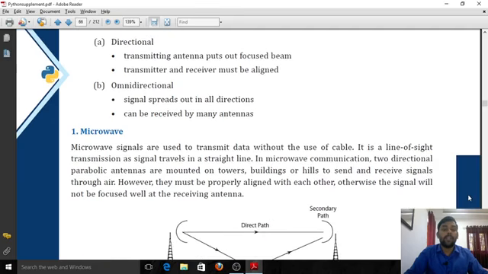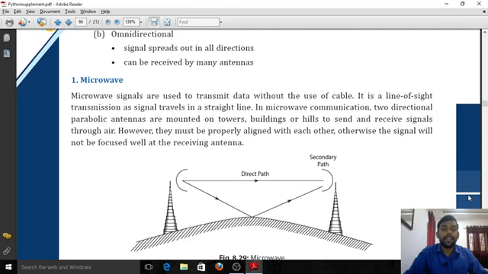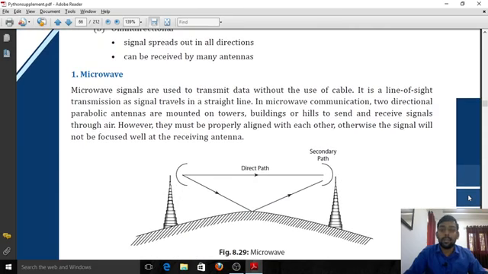That's it. Then microwave, that's the first one. These signals are used to transmit data without the use of a cable, and it's a line of sight transmission.